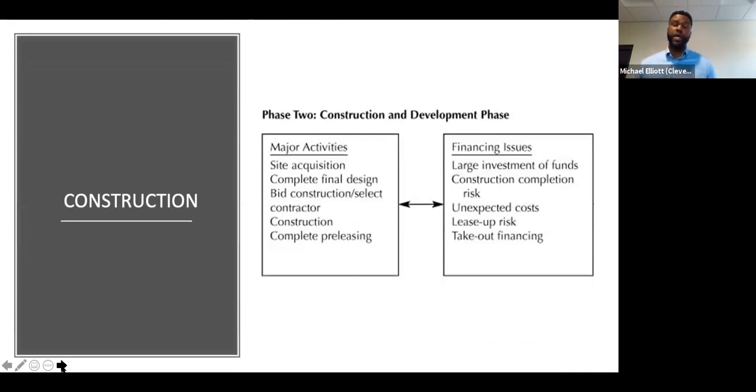So in this particular phase of the development process, there's a lot of risks that are involved. Again, a lot of activity. We've got site acquisition, complete final design, bid construction or selecting the contractor, the actual construction itself, and then completion of pre-leasing. All of these activities have their own unique risks. For example, we have a lot of money that's probably going to be invested in this particular building, so we want to make sure that we're doing all the due diligence possible to make sure that we're not going over budget. Again, construction completion risk.